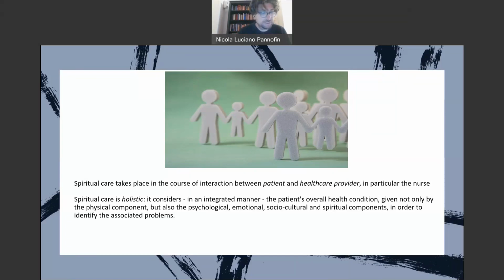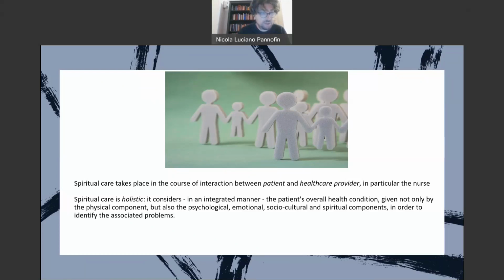The approach followed in the treatment process is holistic, as it aims to take into account, in an integrated manner, the patient's overall health condition, given not only by the physical component, but also the psychological, emotional, socio-cultural, and spiritual components, in order to identify the associated problems. Needs of a spiritual nature cannot be isolated from the general condition of the patient, because these needs are influenced by the state of physical or psychological health, and in turn influence the latter.